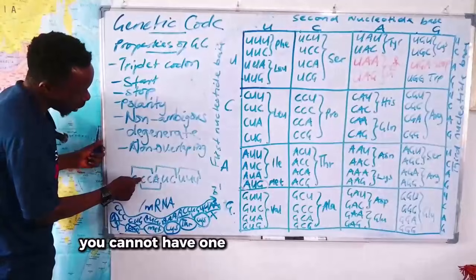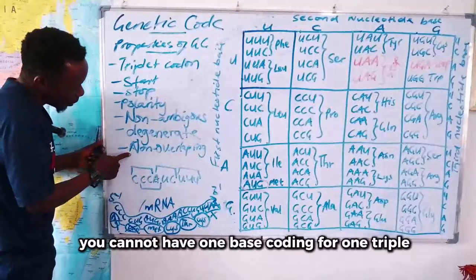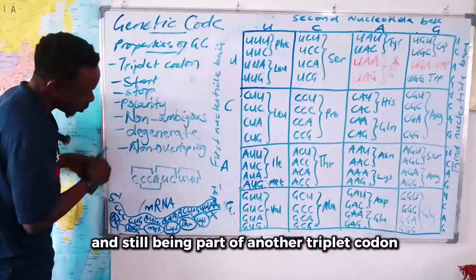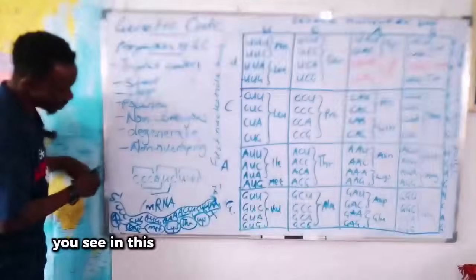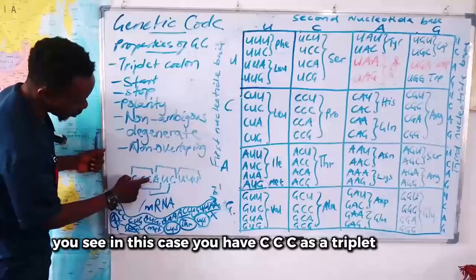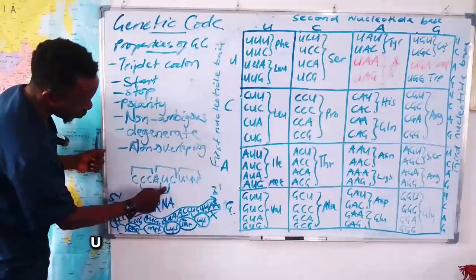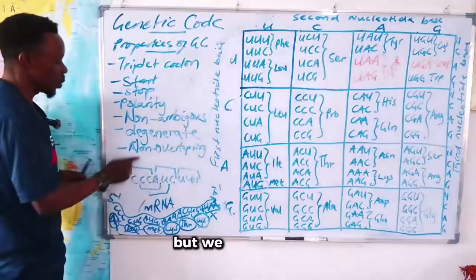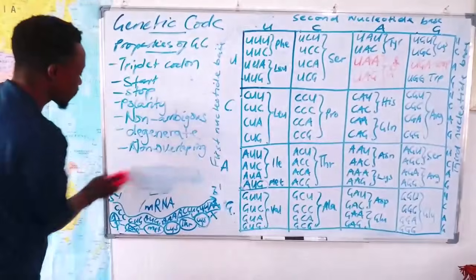You cannot have one base being part of one triplet codon and still being part of another triplet codon. If we have something like this, this would be overlapping. You see, in this case, you have CCC as a triplet codon, CCA as a triplet codon, and then CAU as a triplet codon. This is overlapping. But we said that the genetic code is non-overlapping.